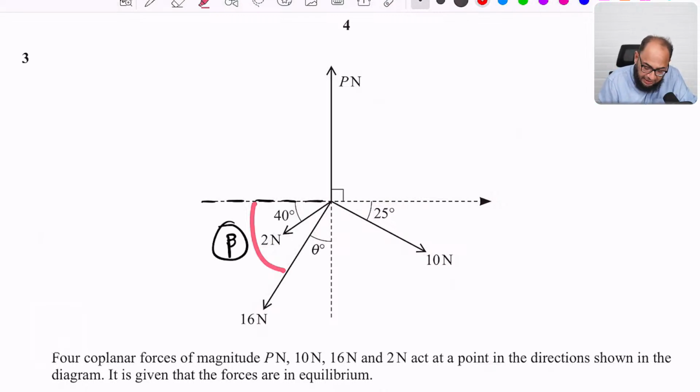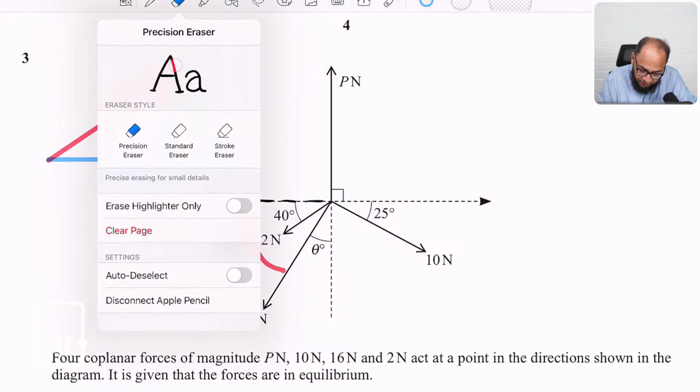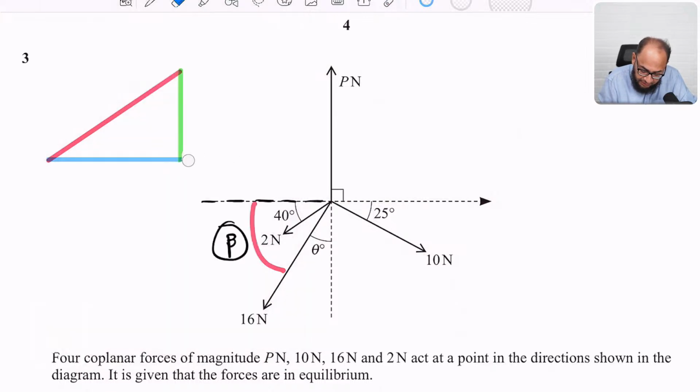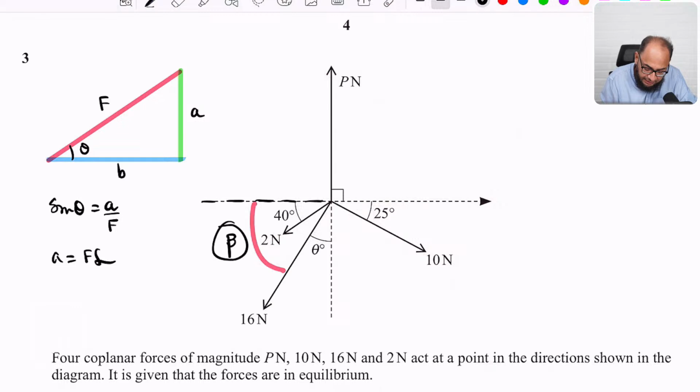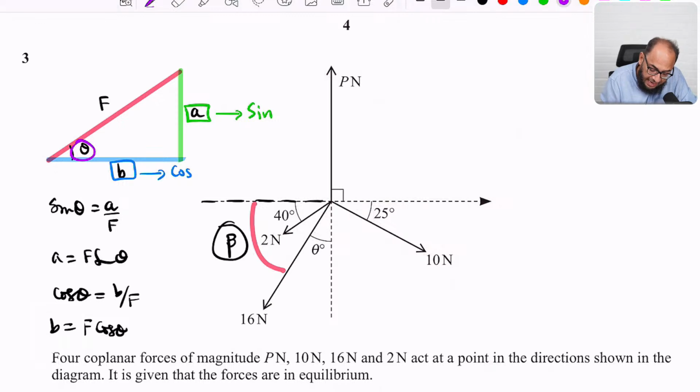So now remember this rule that we have done in class. Those who have studied with me know what I'm talking about. Let me make the line straight, because if the line is not straight, I won't feel comfortable. Now the rule is: this is theta, this is A, this is B. So sine theta is A over F, therefore A is F sine theta. And cosine theta is B over F, therefore B is F cosine theta. The vertical is always associated with sine, and the horizontal is always associated with cos, provided this angle is with the horizontal. So that is the logic that I apply for simplicity.